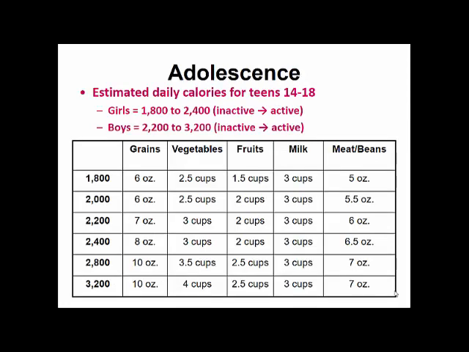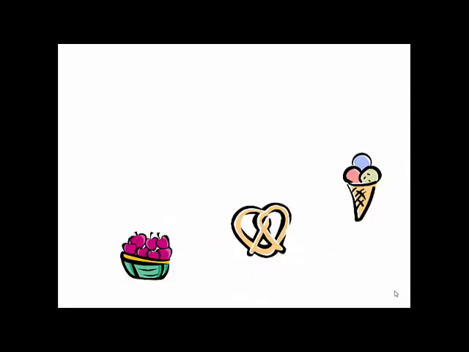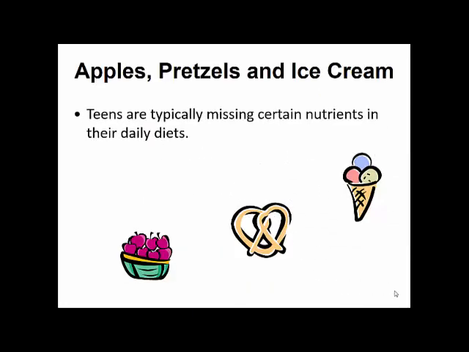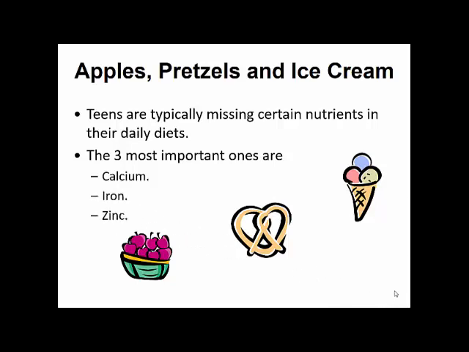It is a chart for the adolescents or adult children. Estimated daily calories for teens 14 to 18 years: for girls 1800 to 2400 calories, inactive to active; boys 2200 to 3200 calories, inactive to active. These are the different types of foods required during this age. Teens are typically missing certain nutrients in their daily diets. The three most important ones are calcium, iron, and zinc.